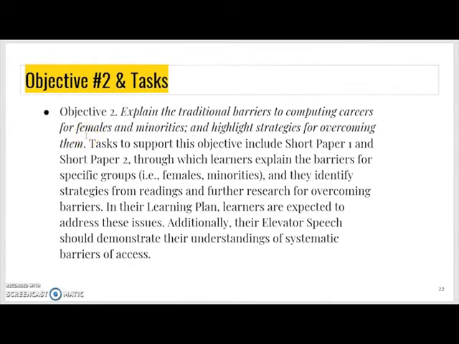Objective number 2, explain the traditional barriers to computing careers for females and minorities and highlight strategies for overcoming them. They write several short papers focusing on these topics. They are going to create a learning plan where they plan accordingly for females and minorities in their class and how to ensure that they are being culturally responsive. And they have an elevator speech that they're going to give, which demonstrates their understandings of systemic barriers of access.